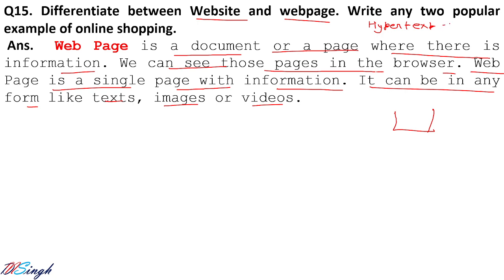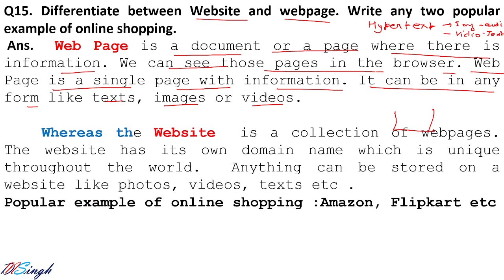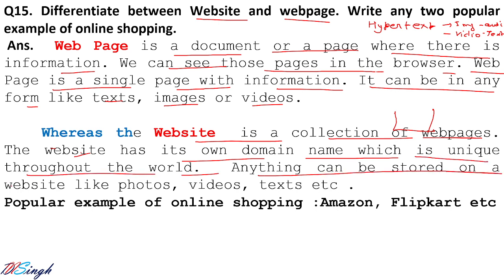The text which contains image, video, audio, or text. So such type of data is called what? Hypertext. Next, whereas the website is a collection of web pages, the website has its own domain name which is unique throughout the world. Anything can be stored on the website like photos, videos, and text.